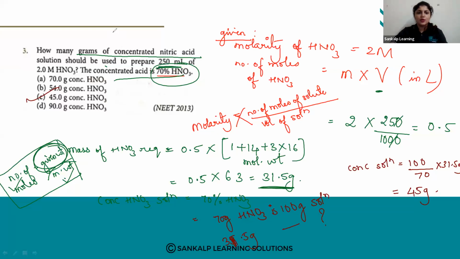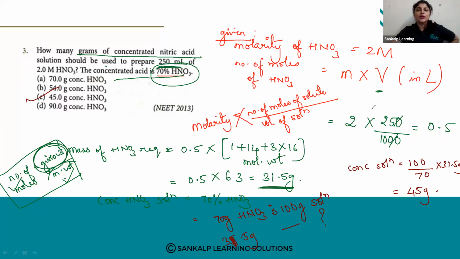So what is given quantity? I'll explain it once more. What is given in the question? Molarity is given. So the molarity of HNO3 is 2 molar. Next step is what? We have to find out the number of moles of HNO3.